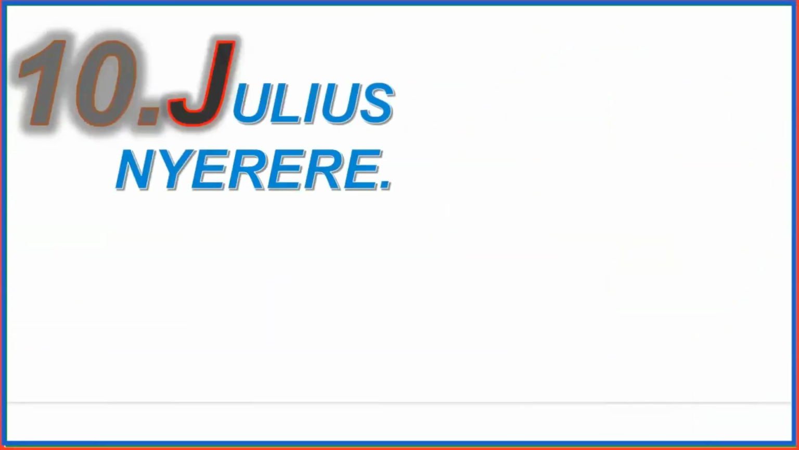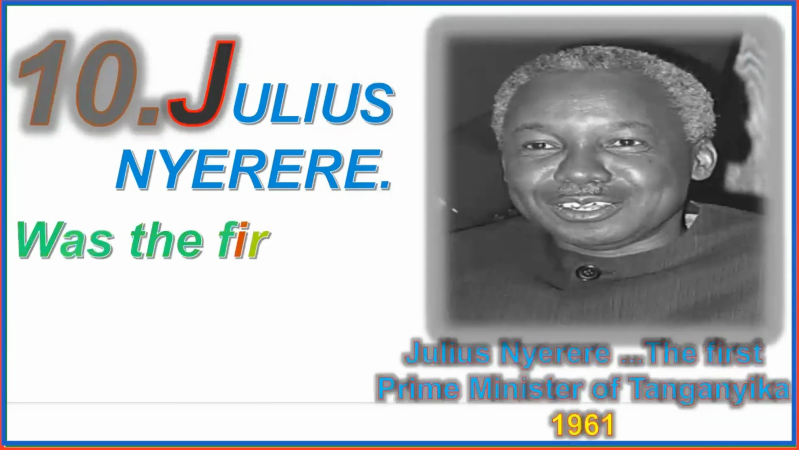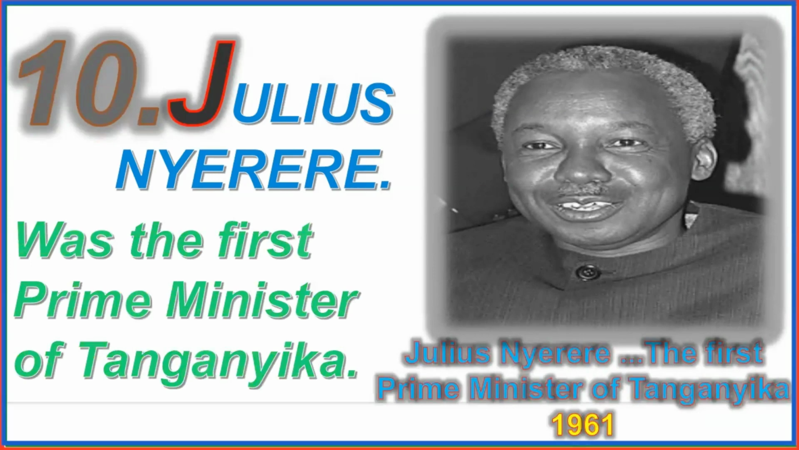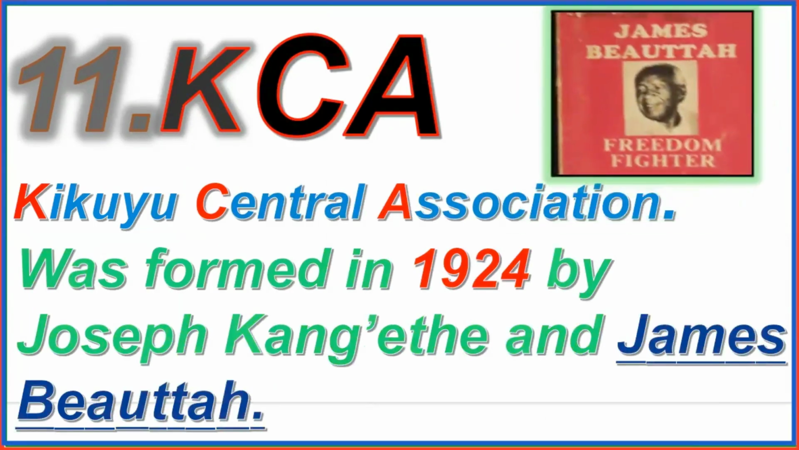J for Julius Nyerere. Julius Nyerere was the first prime minister of Tanganyika in 1961. K for KCA, the Kikuyu Central Association, which was formed in 1924 by Joseph Kang'ethe and James Beauttah.